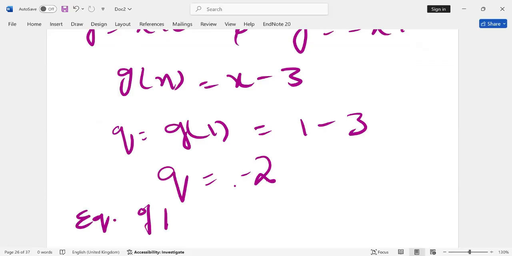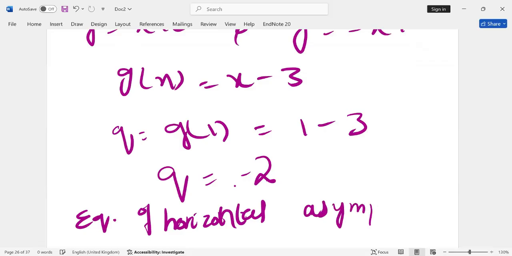So the equation of the horizontal asymptote is y equals minus 2. All right. So this is the answer of this question, the required answer.